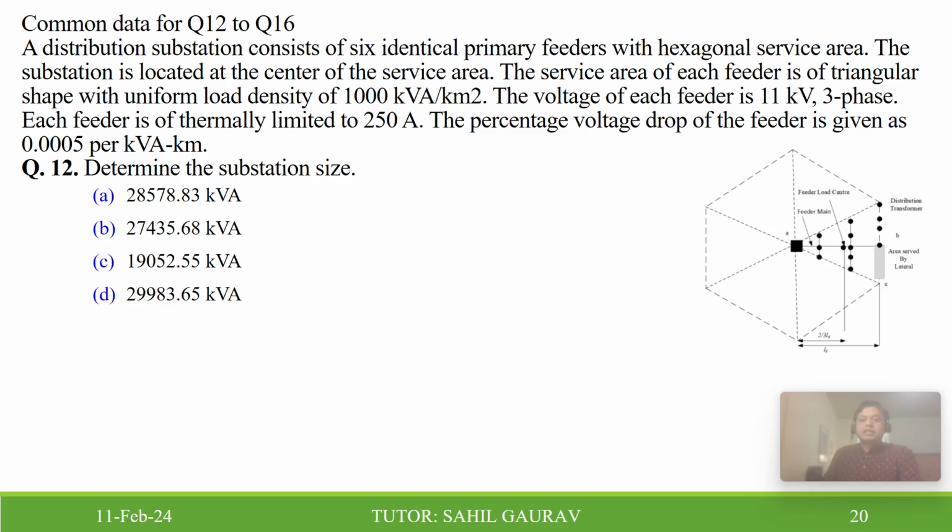So first we will find the load served by each feeder, the kVA capacity of each feeder. How can we find it? We are given the rated voltage of the feeder, 11 kV, and we are also given the thermally limited capacity, 250 ampere. So from there we can find the maximum load per feeder.